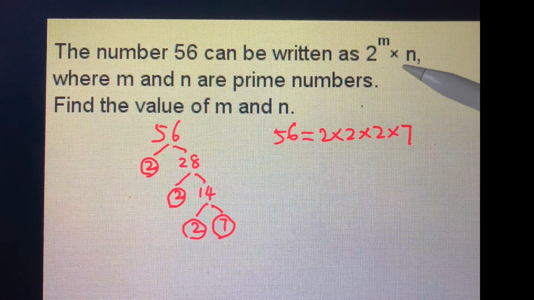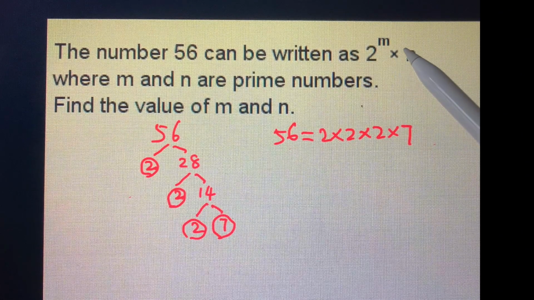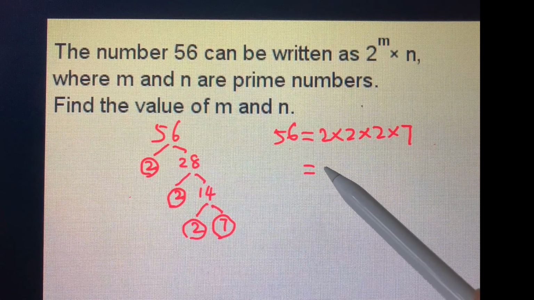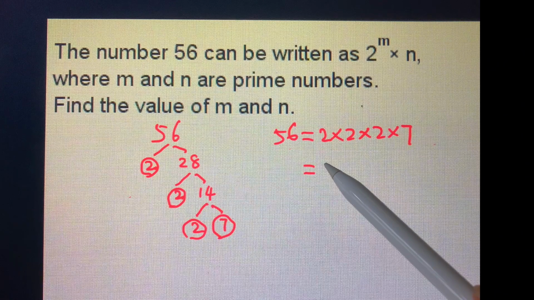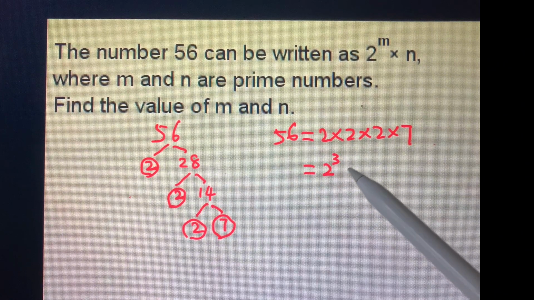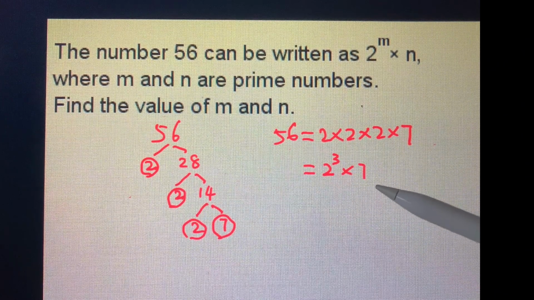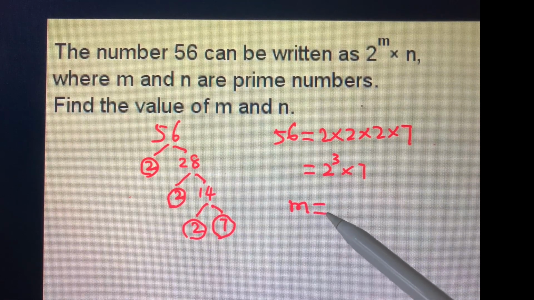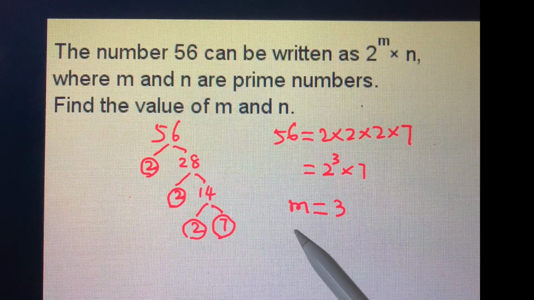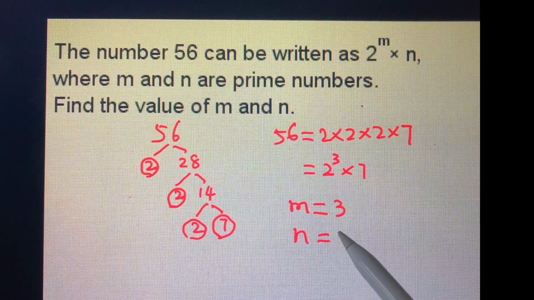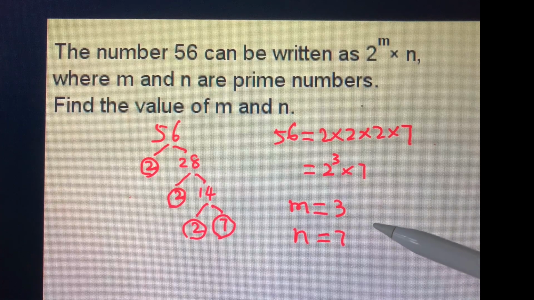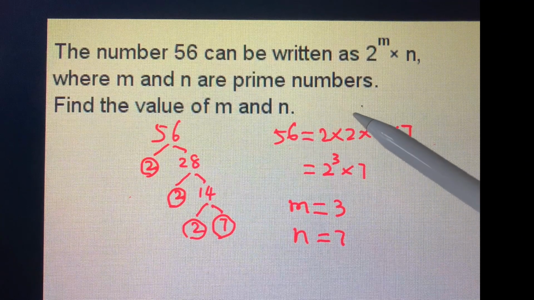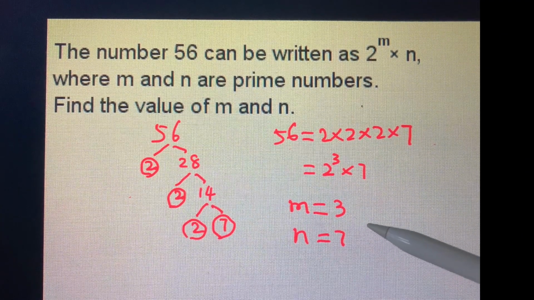You can notice the question asks for 2 to the power m times n. So I write here 2 to the power 3 times 7. Now you can see m is 3, n is 7. So both are prime numbers, as asked for in the question. So this is my final answer.